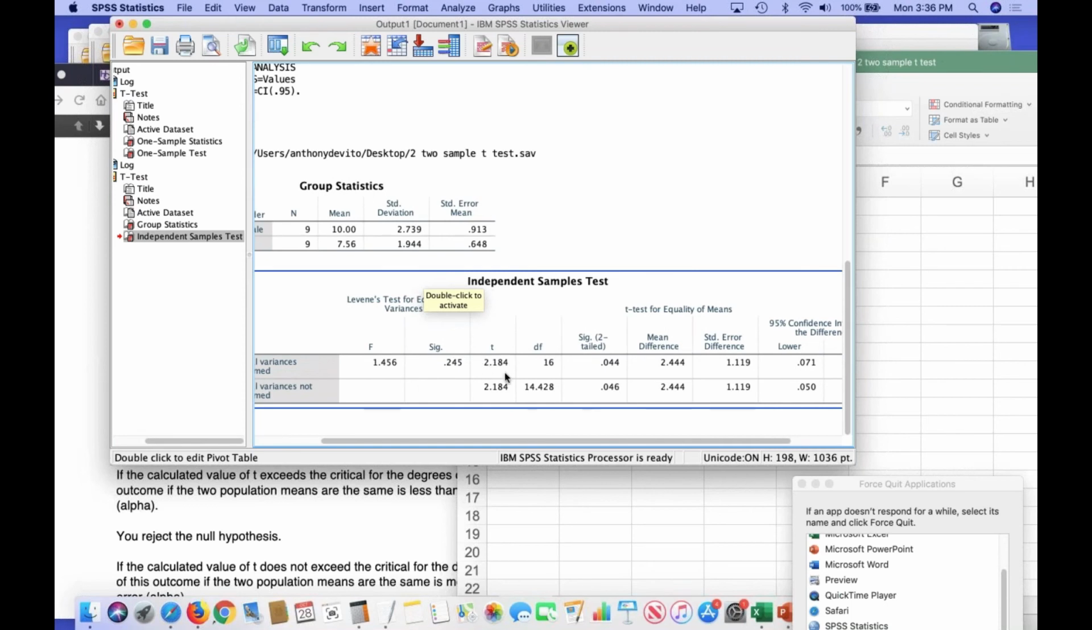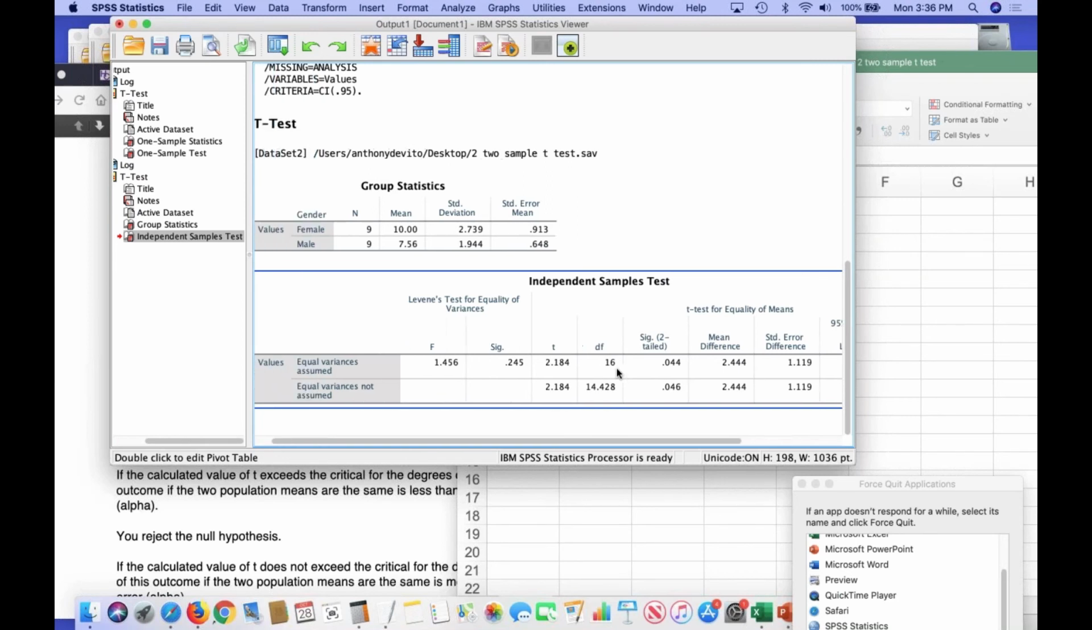We see the t-value is 2.184, similar to what we just calculated, with 16 degrees of freedom. And the probability that we would get this big a difference if the null hypothesis was true is only 4%. So since the probability we get this extreme a value, a difference between the two means, is less than 5%, we reject the null hypothesis that the two means are equal and accept the alternative hypothesis.